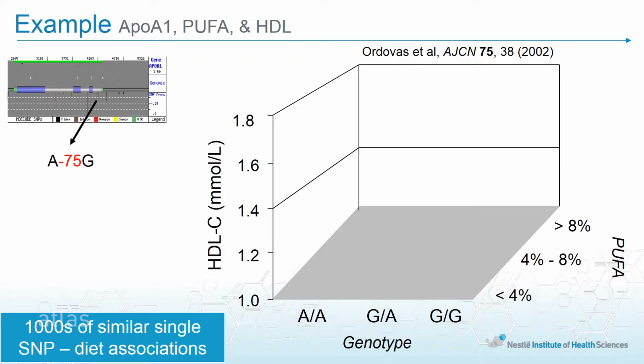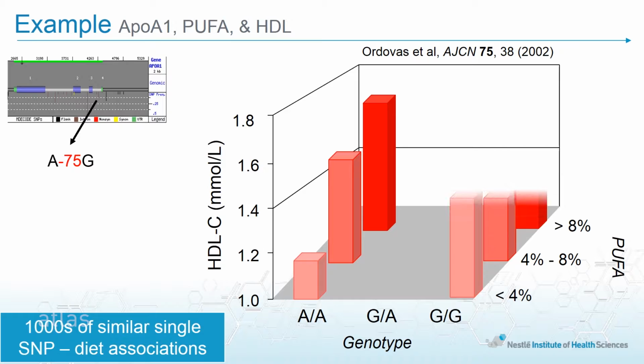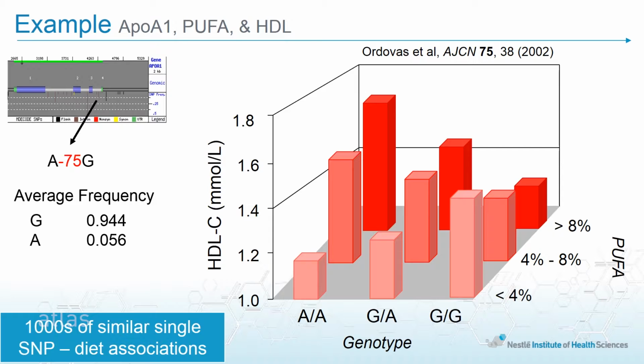We have to start measuring. So there are some successes in measuring genetics with different diets. Jose Ordovas, a friend of mine, studied a polymorphism in the APOA1 gene, and showed that if you had a certain genotype and high fat intakes, your HDL level, which was thought to be a good marker for heart health, would be elevated. But if you had a GG genotype, then a high fat diet would lower your HDL. So there are many, many examples of this.